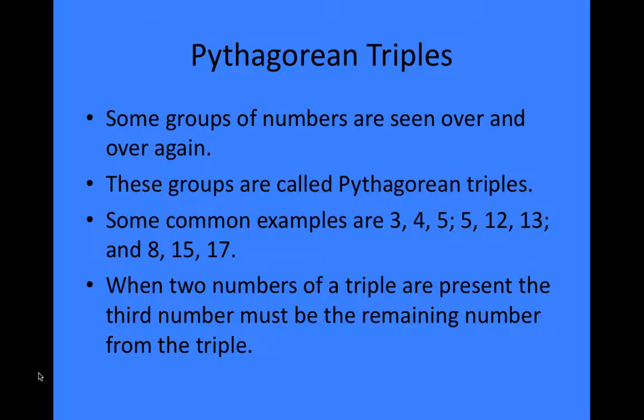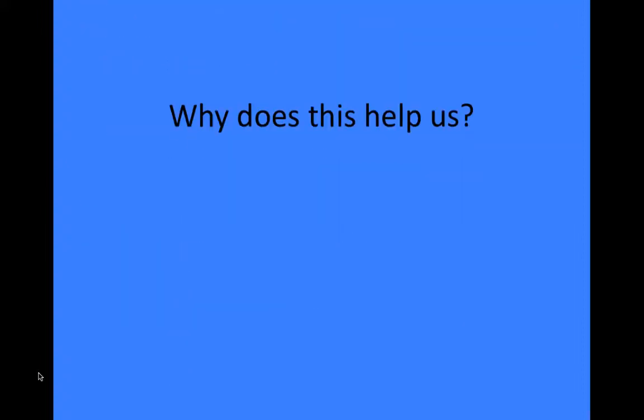Some groups of numbers are seen over and over. These groups are called Pythagorean triples. Some of the common ones are 3, 4, 5; 5, 12, 13; and 8, 15, 17. When two numbers of a triple are represented, the third number must be the remaining number from the triple.